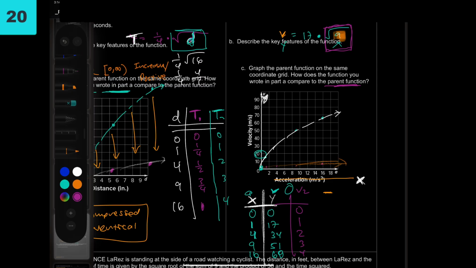So how do you get this graph? Well, if you can figure out what's happening, you're starting from the parent graph, the pink graph, and then you're pushing it up. The pink is the original parent graph, and compared to it, this graph is stretched vertically. Stretched vertically is what was happening.